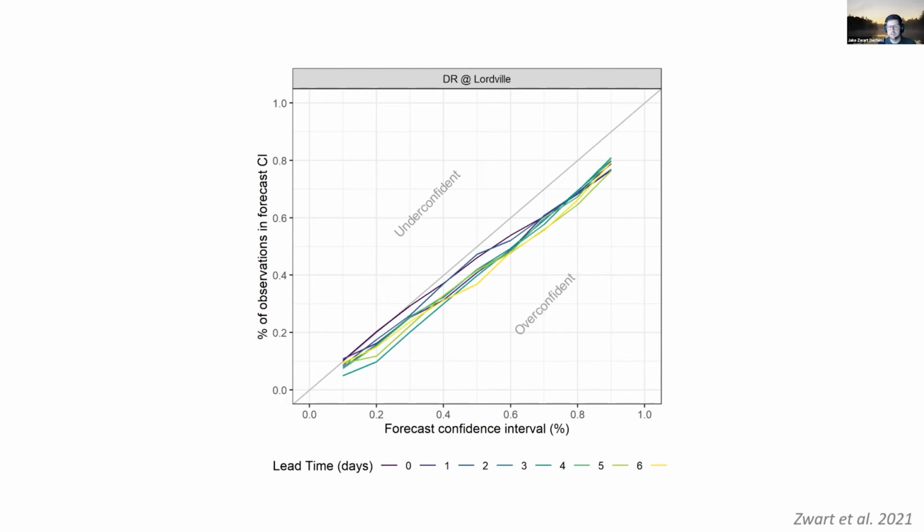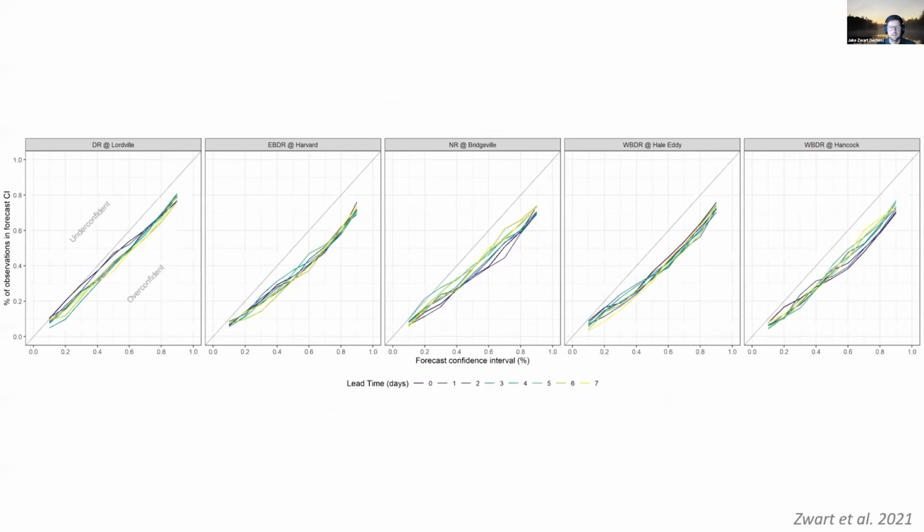And we need to expand these bounds of uncertainty a little bit to make our forecast a little bit more reliable. That was just for one site, but it was true for all the sites, all these 5 sites that we were interested in. They're all slightly overconfident, as you can see that they're below that one-to-one line.